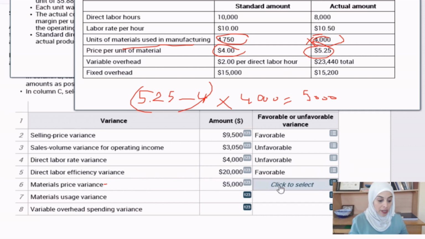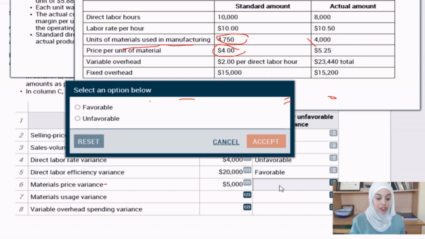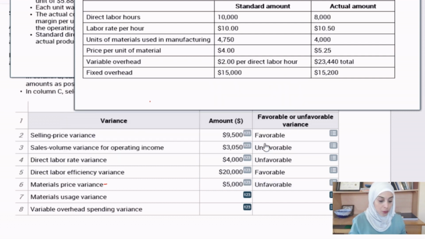And was it favorable or not? No, it was unfavorable. Why? Because the actual material price was higher than the standard material price. So we just insert here the number, the answer, which is $5,000, and we choose from the list here unfavorable.